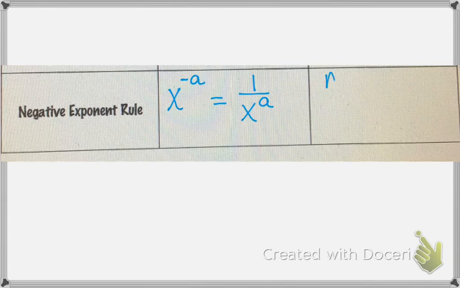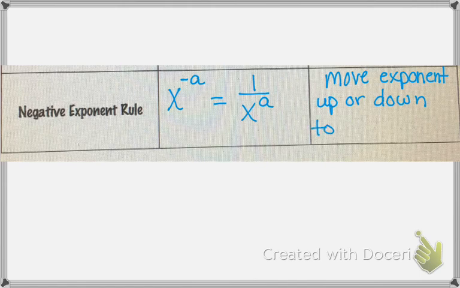So we want to move the exponent up or down, depending on where it started, to make it happy.